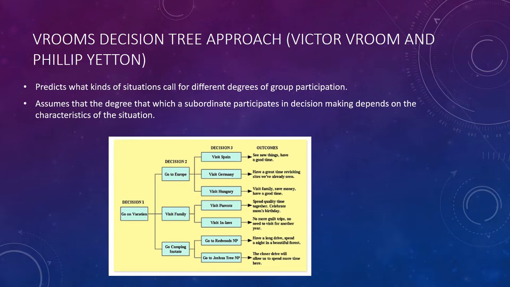Vroom's decision tree approach predicts what kinds of situations call for different degrees of group participation. It also assumes that the degree to which a subordinate participates in decision making depends on the characteristics of the situation.